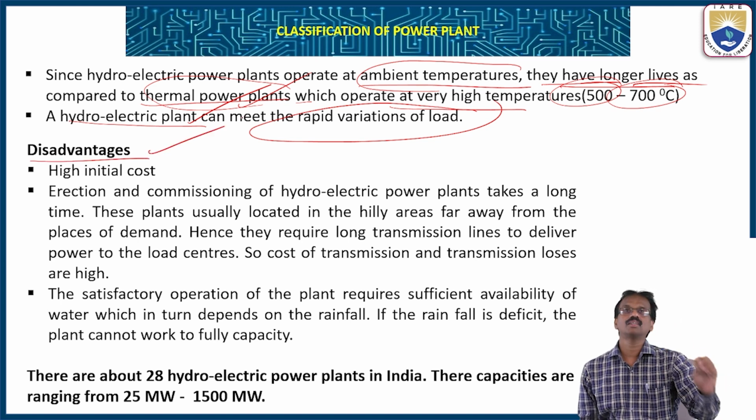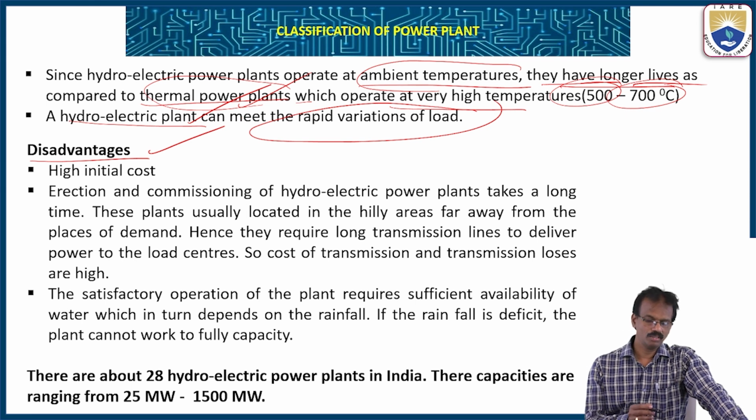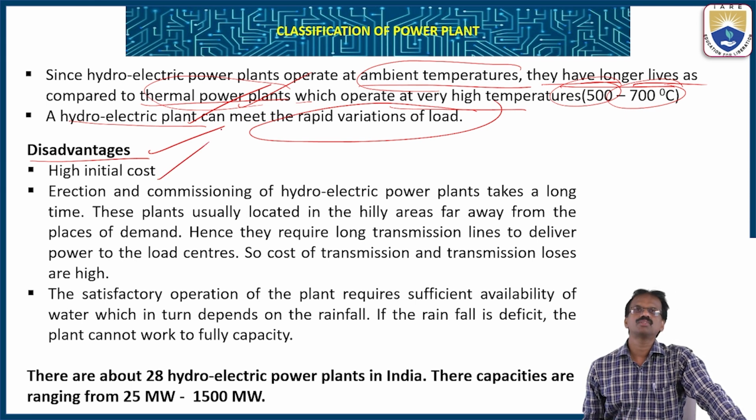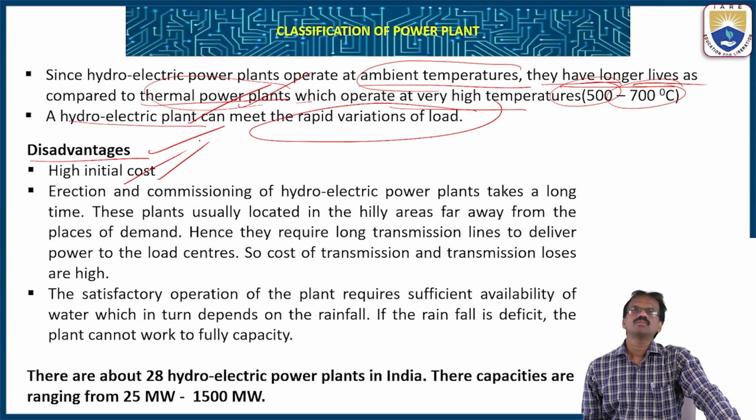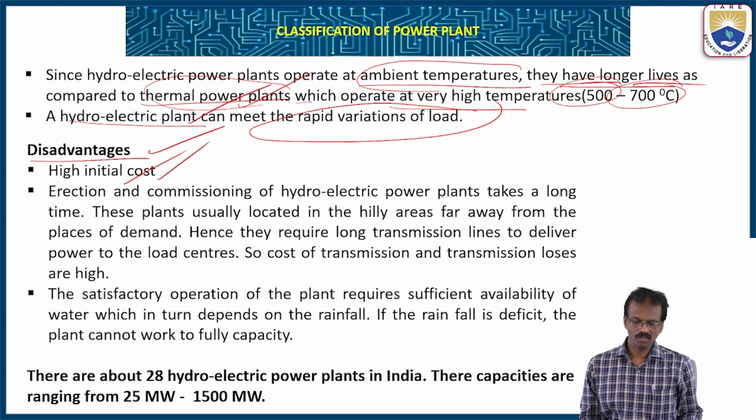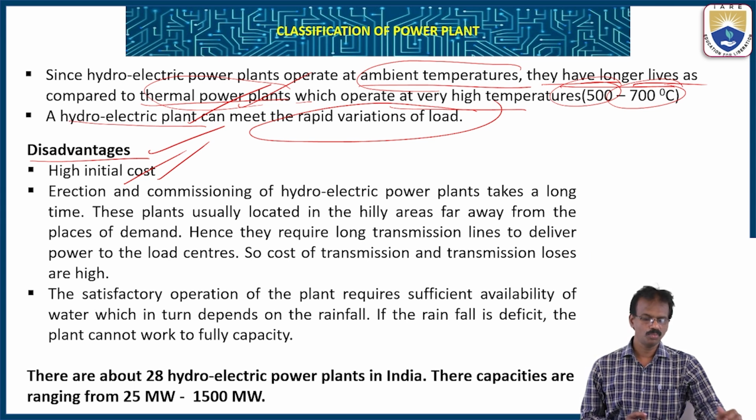The first one is the initial cost. Installation of this power plant has a very high installation cost. The installation cost is very high for this hydropower plant, because very large construction will be required for this one. So those require high cost, a high amount.